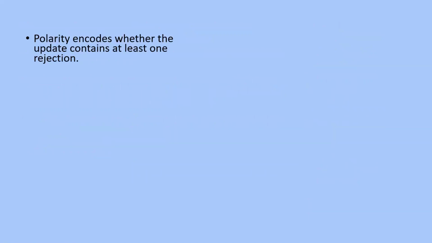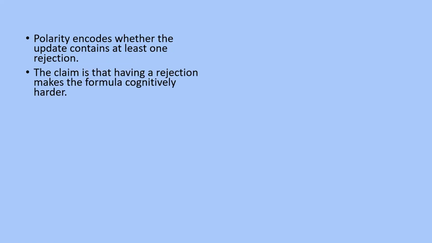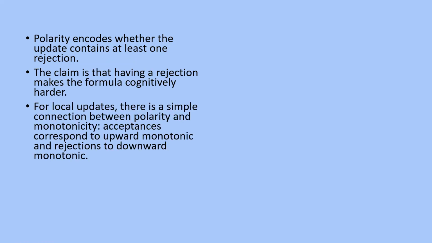Okay, the second feature is polarity, and we define polarity simply as whether the update contains at least one rejection. And the claim is that having a rejection makes the formula cognitively harder. For local updates, there is a simple connection between polarity and monotonicity.